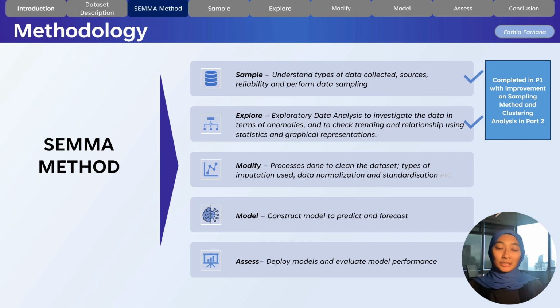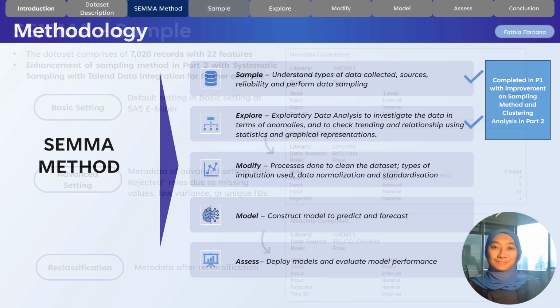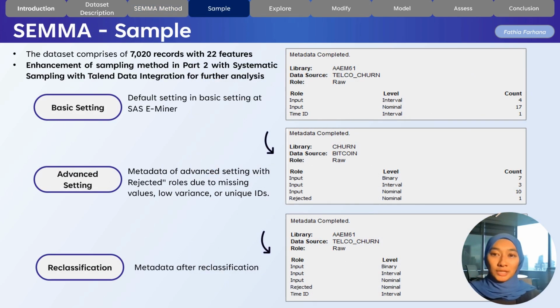So this is the SEMA methodology that has been employed in the project. We completed the sample and explore stages in Part 1. However, we did improve our analysis for these two phases in Part 2, which we will present in the next slides. The modified dataset comprises 7,020 records with 22 attributes. We have also enhanced the sampling method from Part 1, which previously used random sampling, and in Part 2, we adopt systematic sampling with tailored data integration for further analysis.